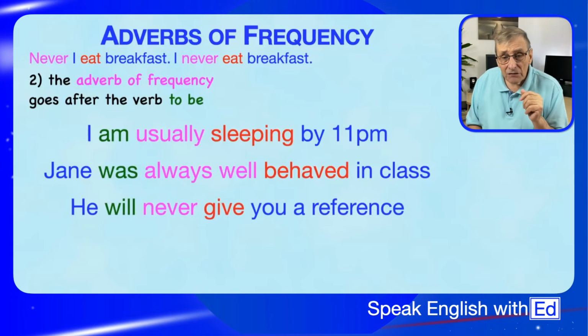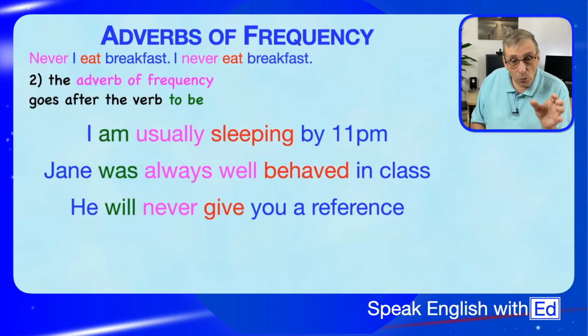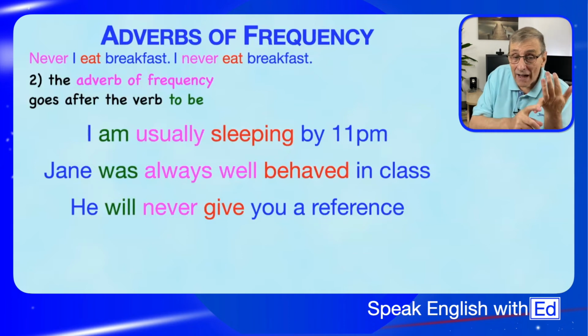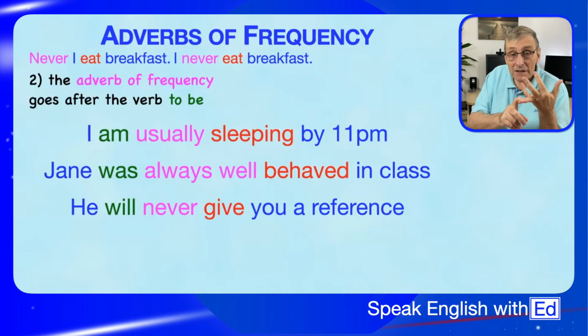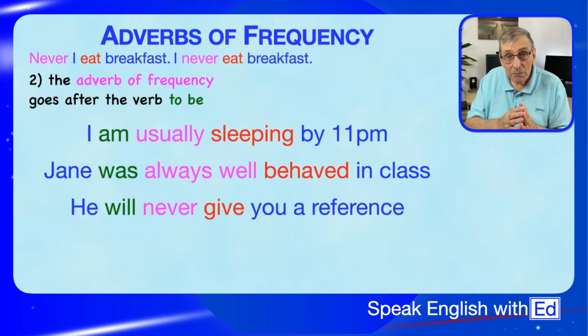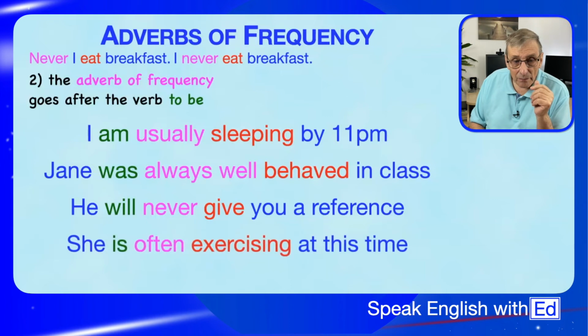He will never give you a reference. Okay, ooh, man, he must have been naughty. But he will never give you a reference. He will is the verb to be, future tense. So if you notice here, we've got I am, present tense. Jane was, past tense. He will, future tense. But the adverb of frequency always goes in the same position. So the tense doesn't change the rule. The rule applies for all of these tenses, right?